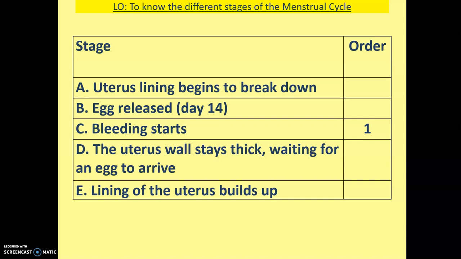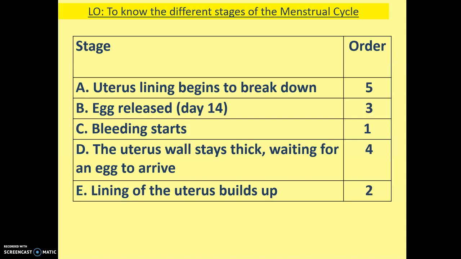All right, let us continue. Already we know that number 1 is C, where the bleeding starts, okay? Now your number 2 is when the lining of the uterus starts to build up, okay? Number 3, which is our day 14, is when the egg is released, okay? Number 4 is when the uterus stays thick, waiting for an egg to arrive, okay? Does that make sense? And number 5 is A, where the uterus begins to break down.